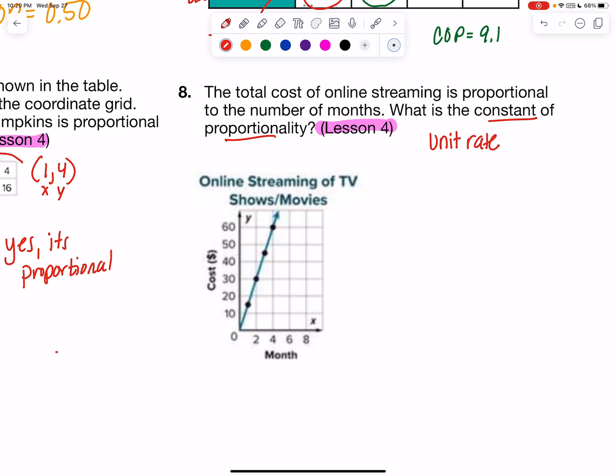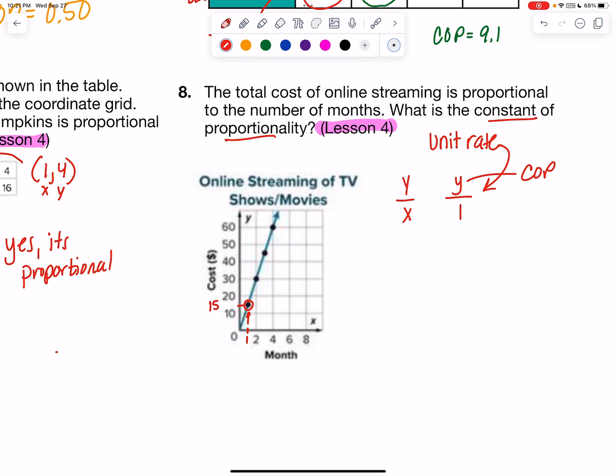Well, where's the COP in a graph? Well, the COP is where, when we have y over x, x equals 1. Okay, that's the unit rate, right? When x equals 1, whatever y is, this is our COP. So let's look where x is 1. So this is where x is 1. So where is y? Well, right here. And it looks like it's probably at 15.